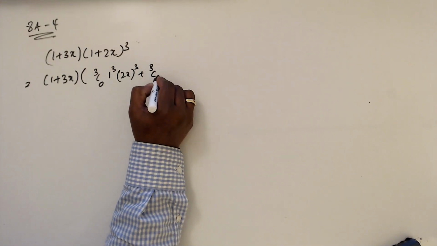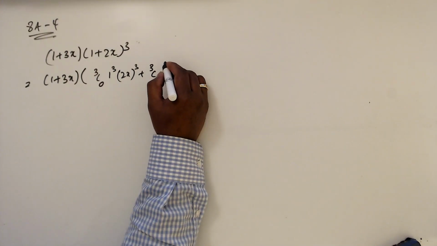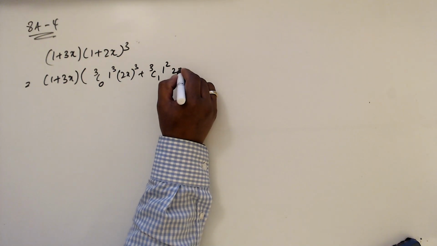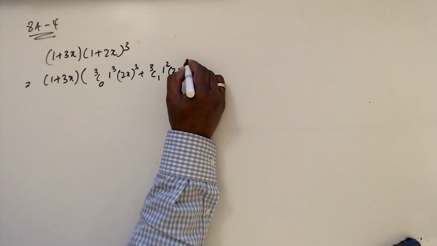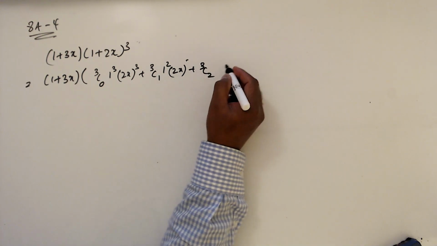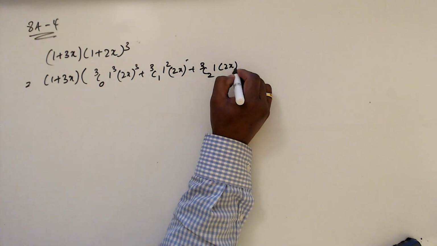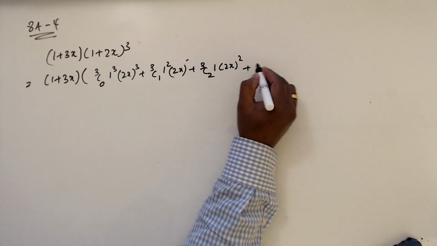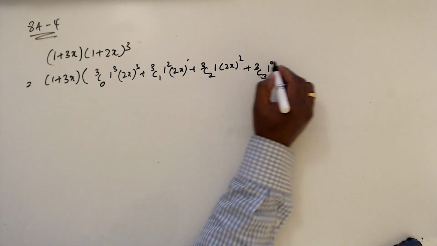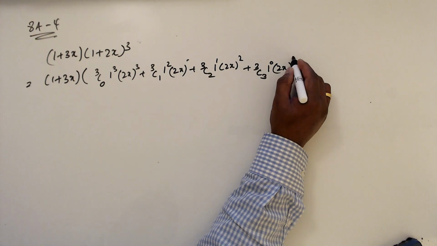Then 3c1, 1 squared, 2x, then 3c2, 1, 2x squared, then 3c3, 1 to the power 0, this is 1, 2x cubed.